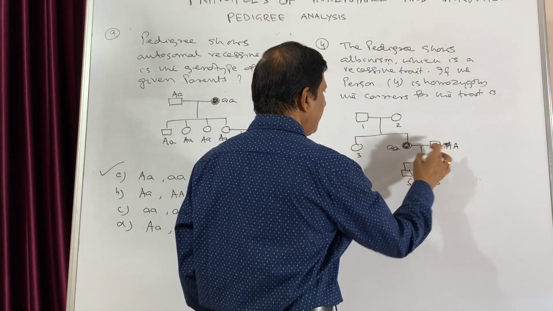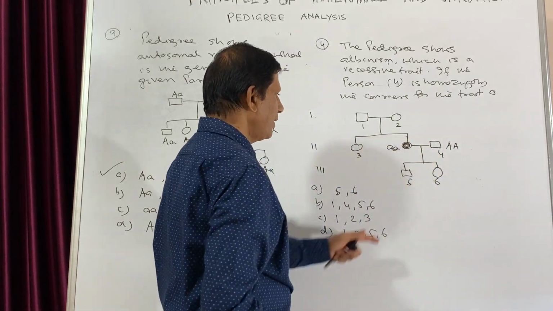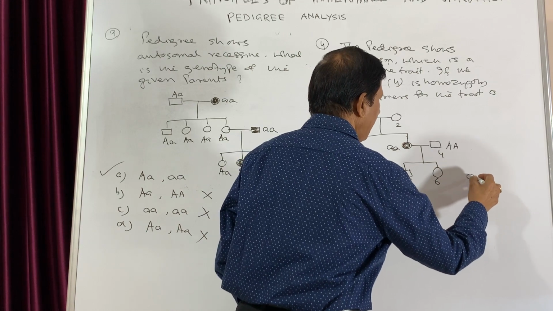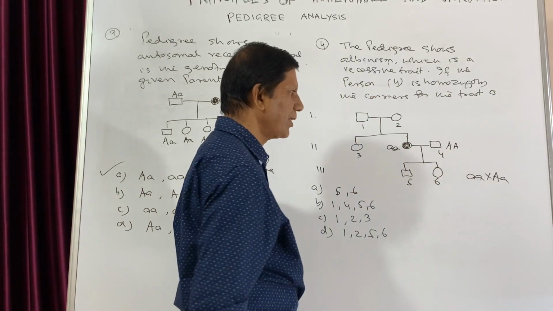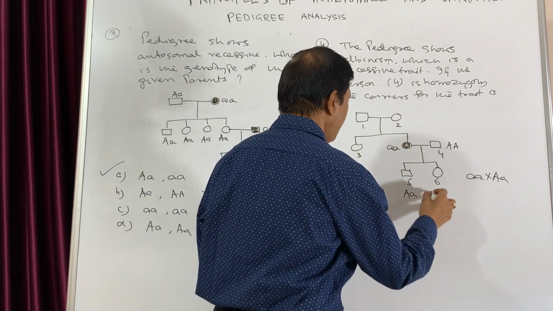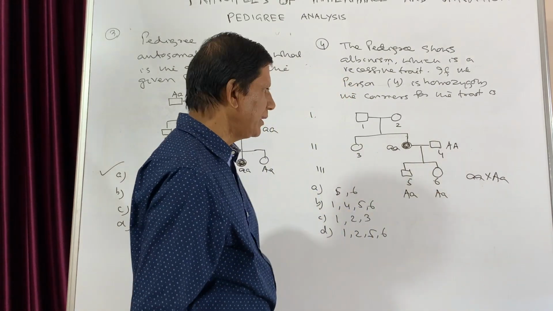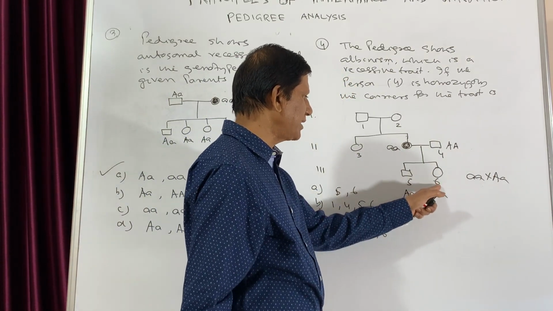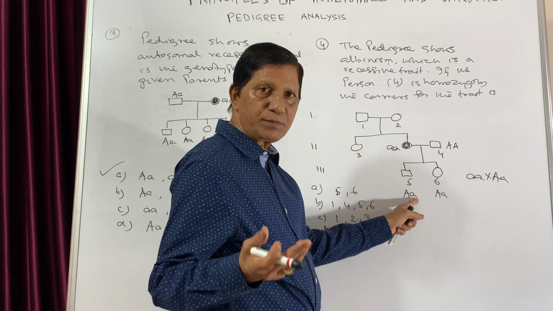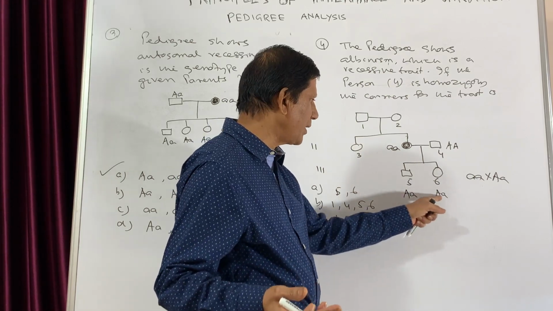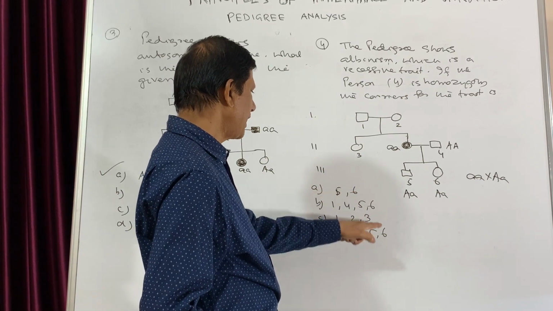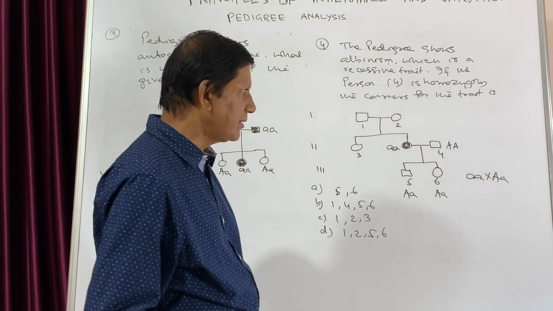Now, once you find the genotype of these two, you can find out this. That means when there is a cross between AA and AA, what will be the probabilities? Naturally, this will also be AA and this will also be AA. That means 5 and 6 are also carriers, because they are in heterozygous condition. One recessive gene a is there, so they are carriers. So 5 and 6 are carriers, they are in 3 choices. But let us see other things.